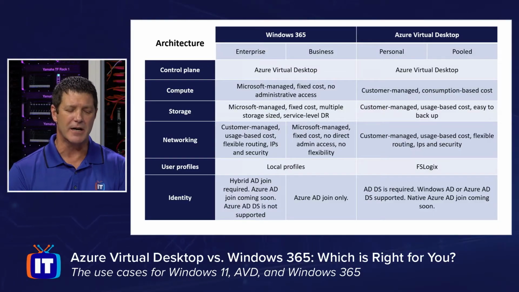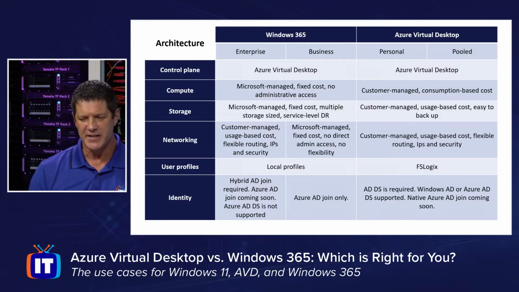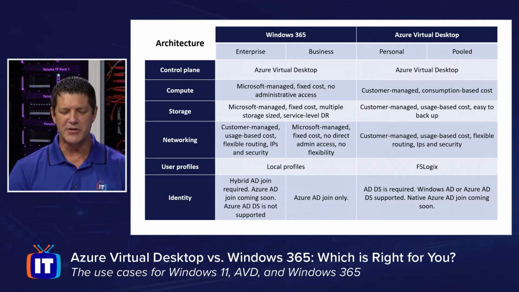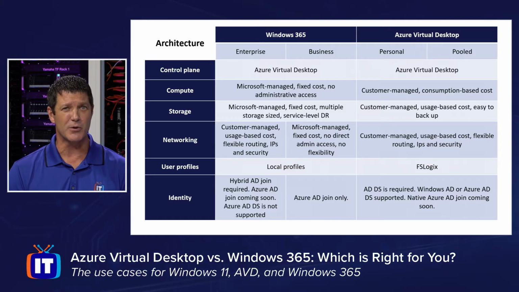All right, and then the last thing we want to talk about when it comes to the architecture is identity. When we look at the session hosts, the VMs, and how they are joined to our enterprise, as you can see here with the Windows 365 Enterprise, hybrid AD join is required. That means you are going to have either on-premises Active Directory Domain Services running or Azure AD Domain Services running.